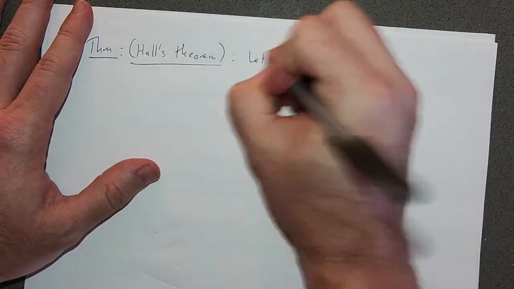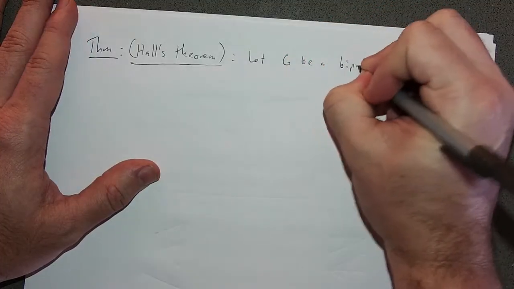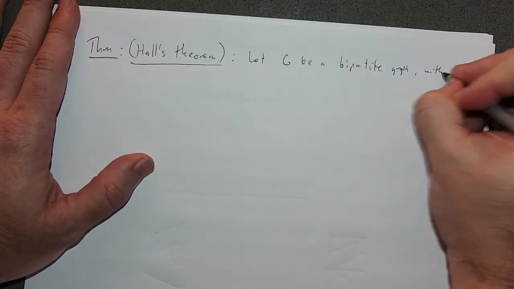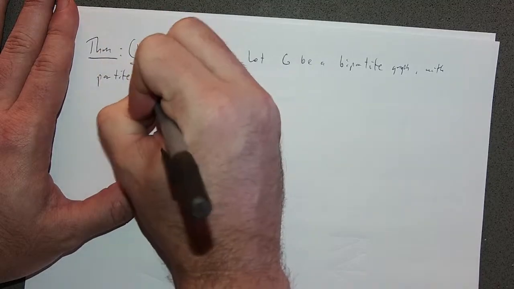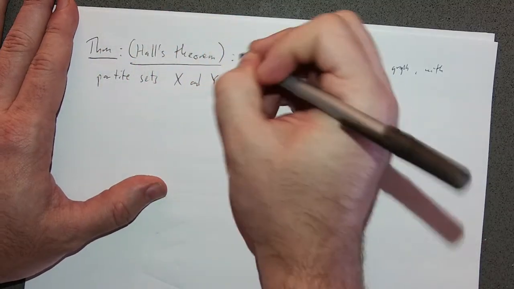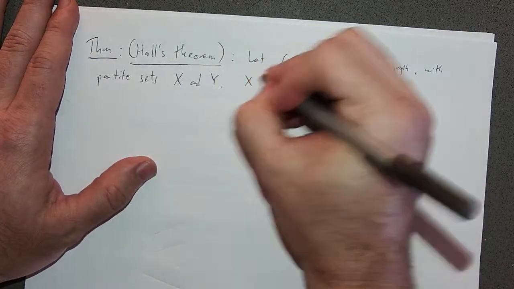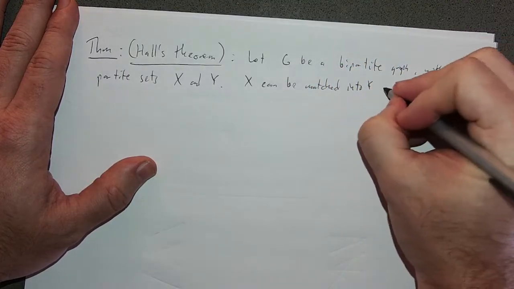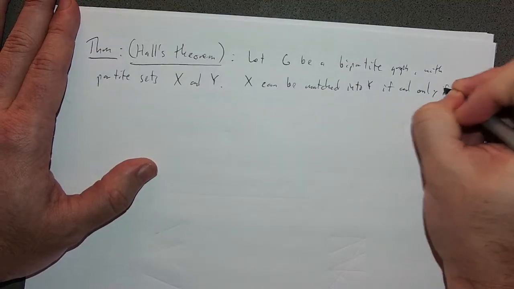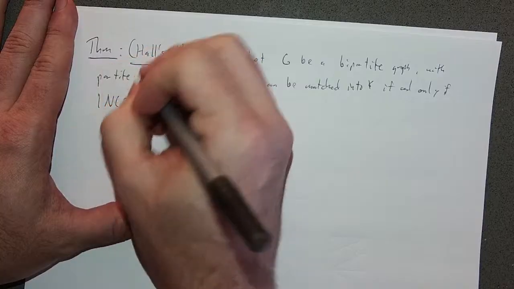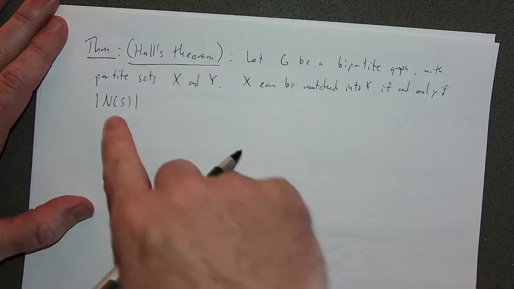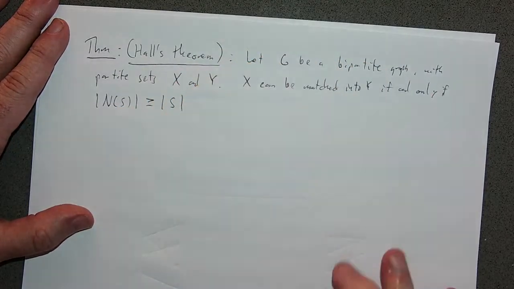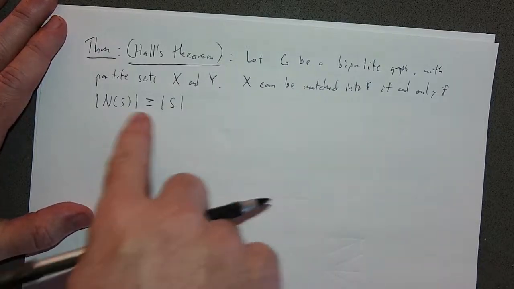Let G be a bipartite graph with partite sets X and Y. X can be matched into Y if and only if the cardinality of the neighborhood of a set S is greater than or equal to the cardinality of the set S itself, for all subsets S of the vertices of the partite set X.